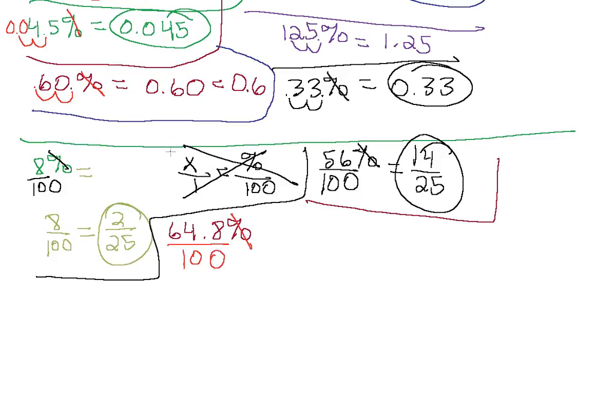All right, now this one's going to take one more step. We have a decimal up in the numerator, and we don't want that. So what we're going to do, we can simply move this decimal one spot to the right as long as we do the same in the denominator. So this 100 becomes 1,000. This is going to be 648 over 1,000.